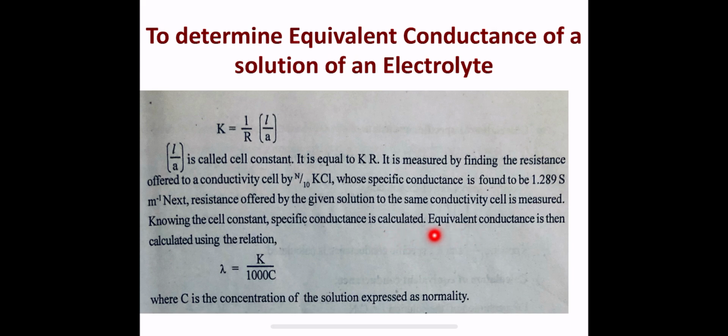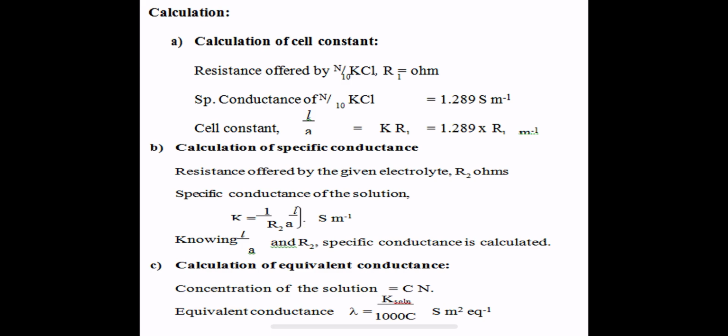Once we know the specific conductance, the equivalent conductance is then calculated using this equation: lambda equals K divided by 1000 C. If you know the specific conductance and the concentration, by substituting them into this equation, we can easily find the equivalent conductance of a solution of an electrolyte. And how are the calculations made?